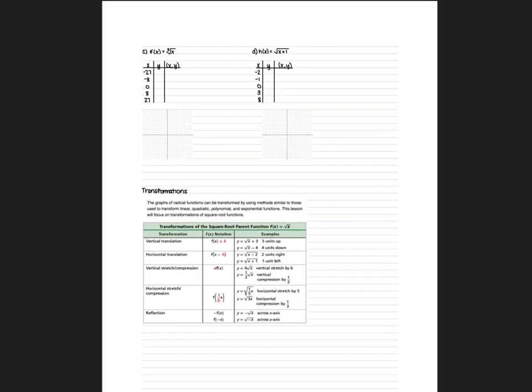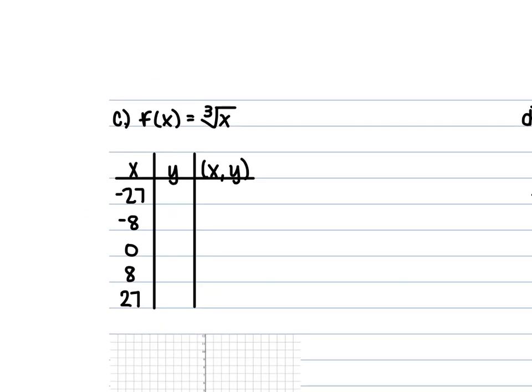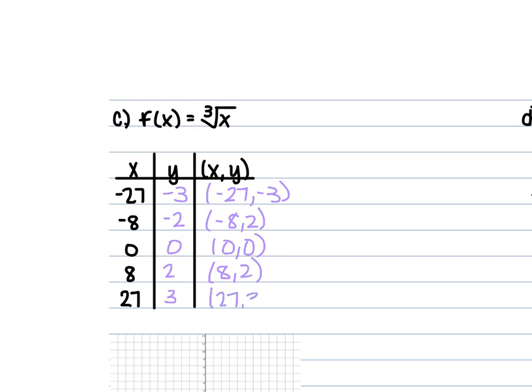For our next example, we have the cube root of x. So the cube root of negative 27 is negative 3. The cube root of negative 8 is negative 2. The cube root of 0 is 0. The cube root of 8 is 2. And the cube root of 27 is 3. So these are the ordered pairs: (-27, -3), (-8, -2), (0, 0), (8, 2), and (27, 3).